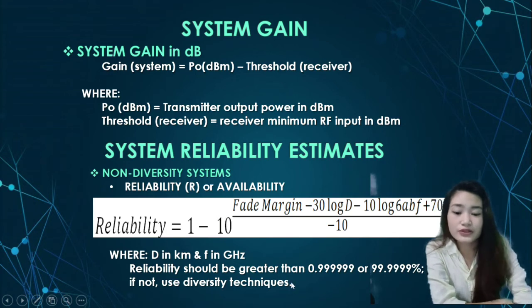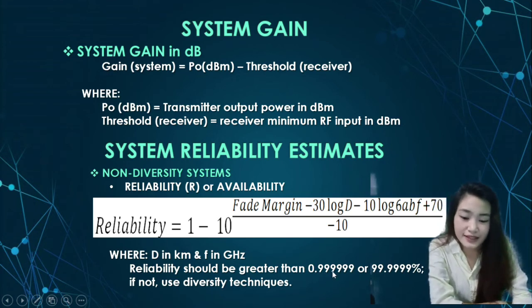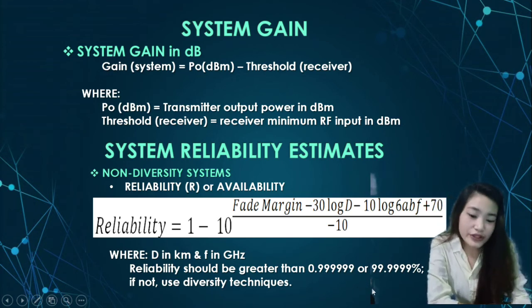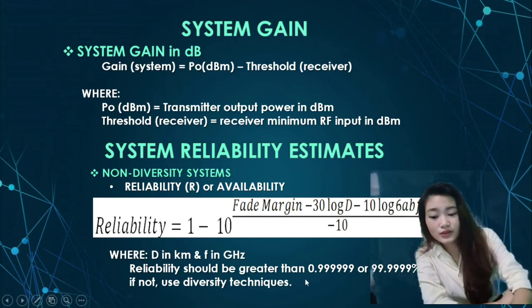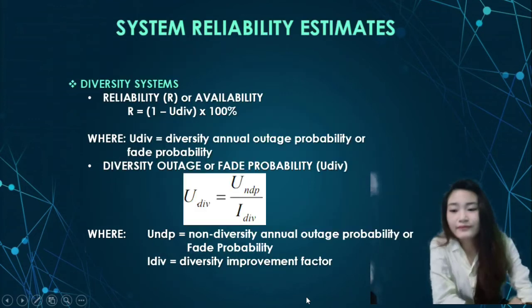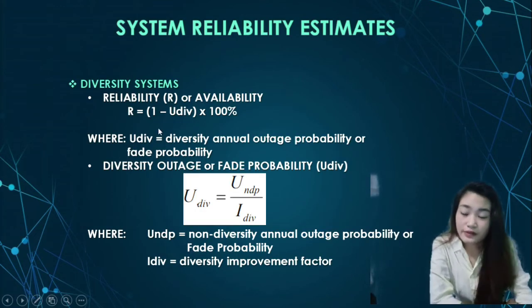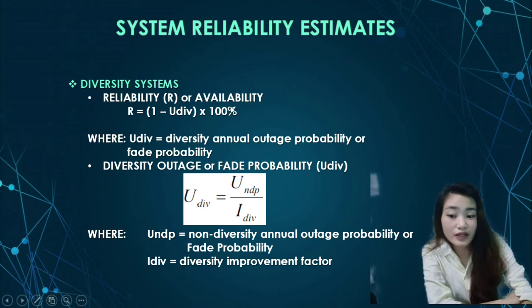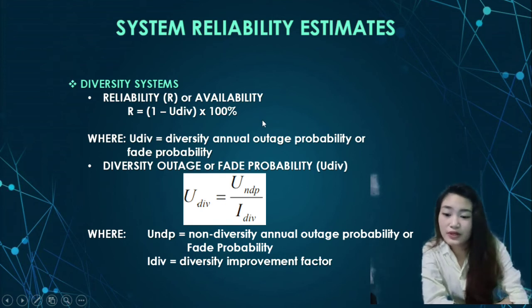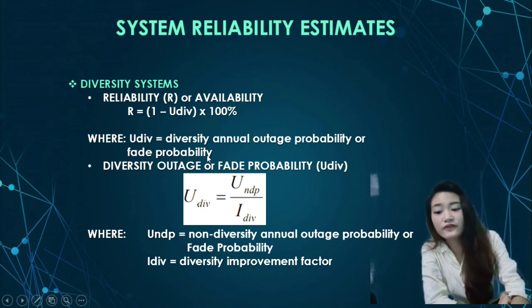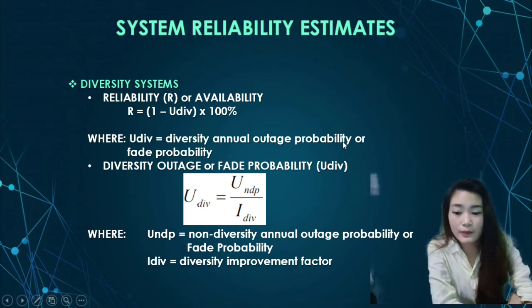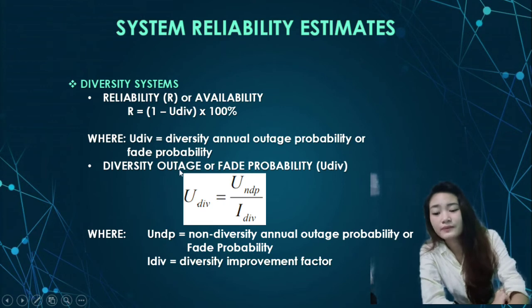Reliability should be greater than 0.99999 or 99.9999%. If not, use diversity techniques. Diversity systems, reliability R, or availability, R is equal to 1 minus UDIV times 100%, where UDIV is the diversity annual outage probability or the fade probability.